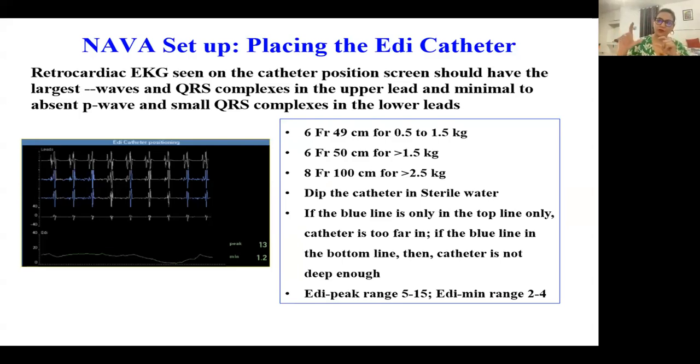First we decide what length to use. Once we have put that much length, we have to titrate by looking at the EKG which comes on the monitor as EDI catheter positioning. Topmost blue means you are too much in, pull it out. Lowermost blue means you are too much up, push it in. This is how you do it. Then you also look at the EDI range. Peak is usually 5 to 15 and minimum is 2 to 4. I hope it's clear.